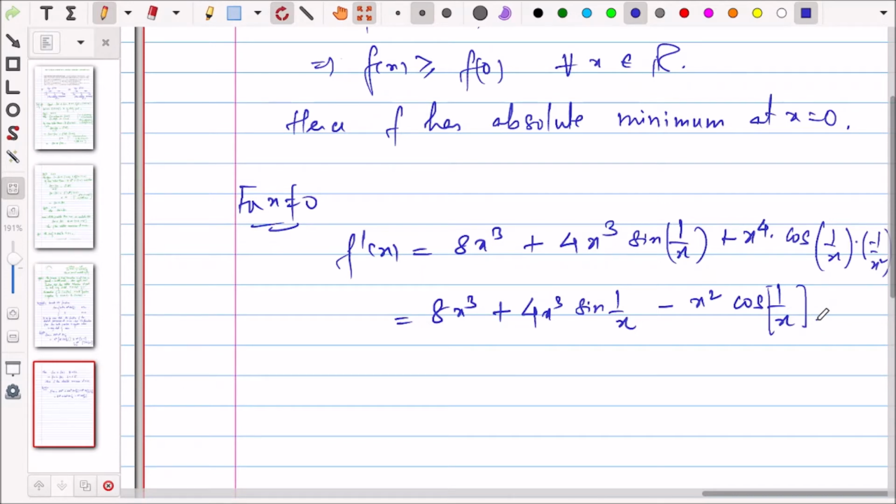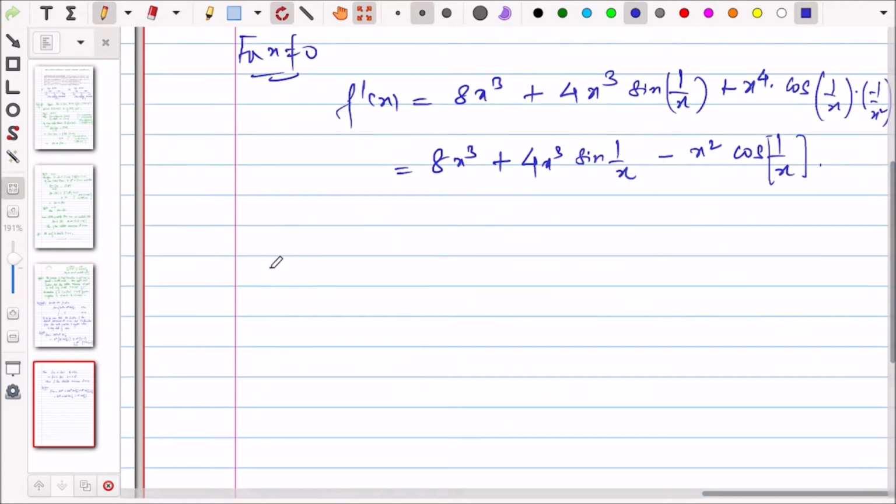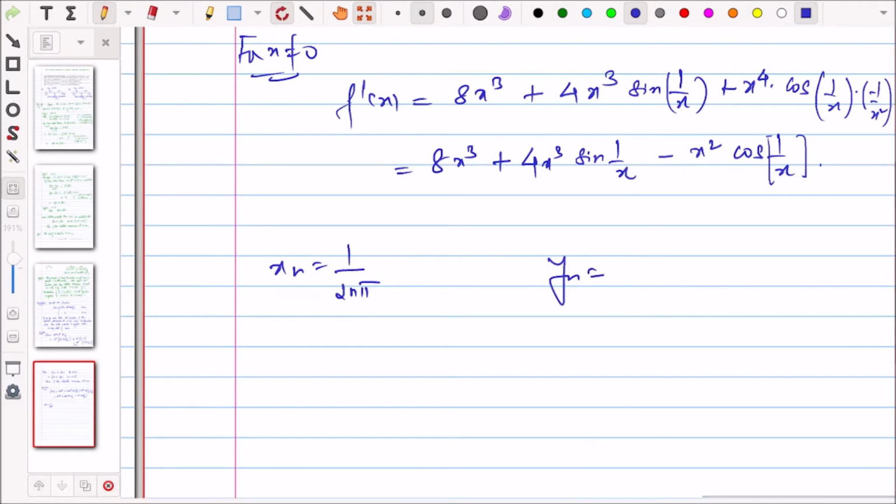Now you can give values to this x such that you get negative and positive values in each interval. Okay, so what values can you give? Take x n equal to 1 by 2 n pi, so this will become sine n pi, and take y n equal to 2 by (4n plus 1) pi.